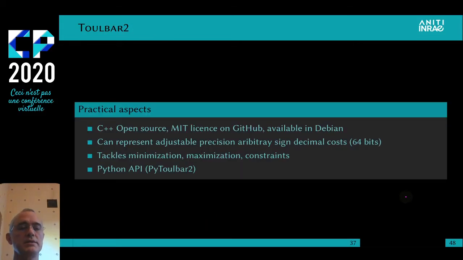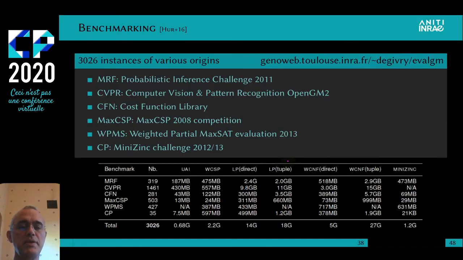Toolbar 2 is open source. The nice thing now is that you can use adjustable precision arbitrary size decimal costs. You can use minimization or maximization. Of course, you have constraints available, and you have a Python API.